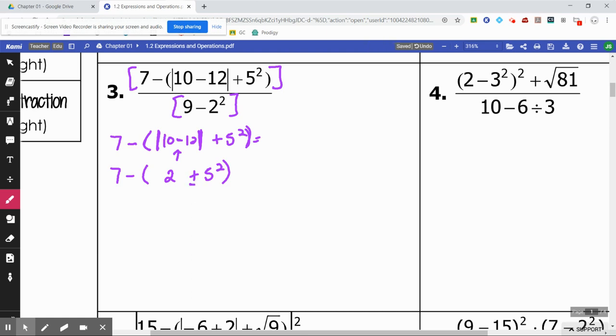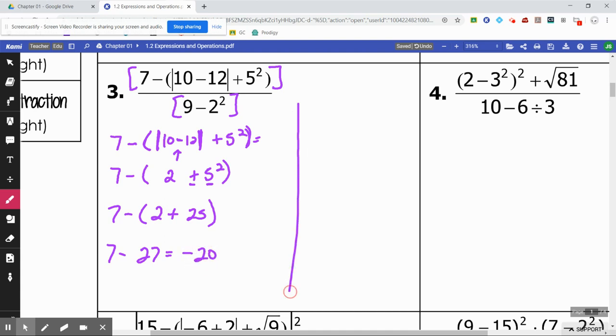Inside of here, we have addition and we have some exponents. Exponents come before addition, so you now have 2 plus 5 times 5 is 25. That would be 7 minus, inside parentheses, 2 and 25 is 27. 7 minus 27 is a negative 20. That's the top. Now let's do the bottom.